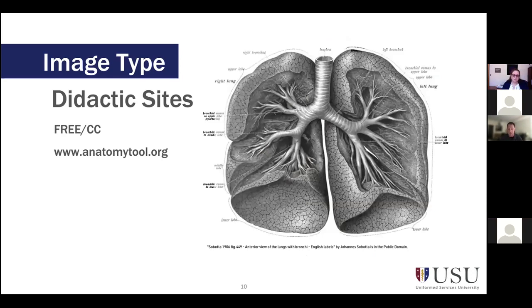So you can see that there's color and black and white images. The good thing about this collection in particular is that they've got the Sobotta collection, and many of the images don't have labels, which I like because then you can go in and add your own labels. These are all in the public domain as well, so it's very nice and easy to cite.